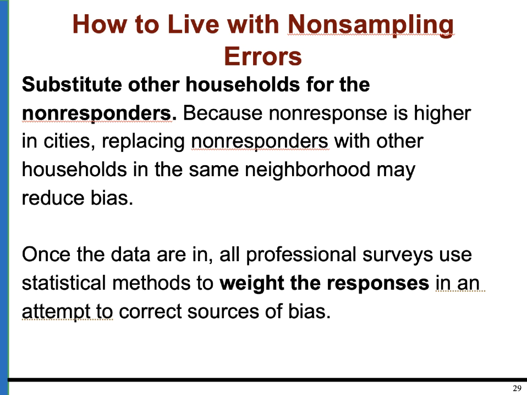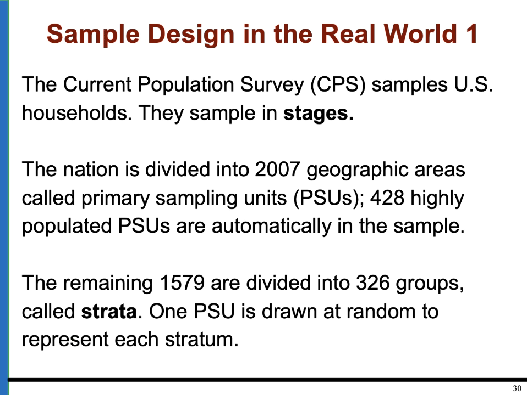Sometimes professional surveys will actually weight the responses in order to correct some of these sources for bias because they recognize things like non-response is going to affect their outcomes.